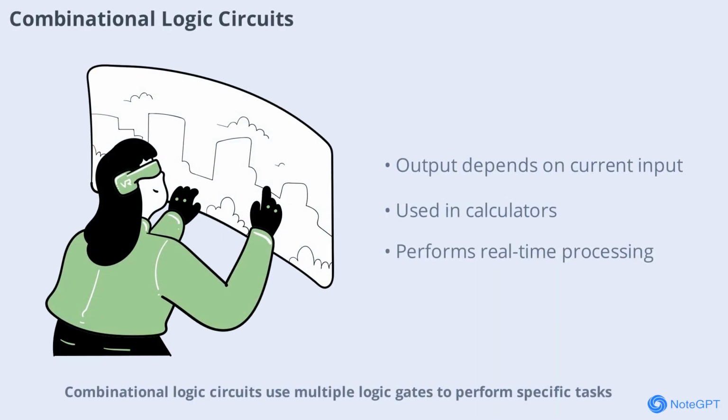Combinational logic circuits use multiple logic gates to perform specific tasks. The output depends only on the current inputs, not on previous states. Examples include adders, multiplexers, and encoders. These circuits are used in everything from calculators to digital watches, performing calculations and data processing in real time.